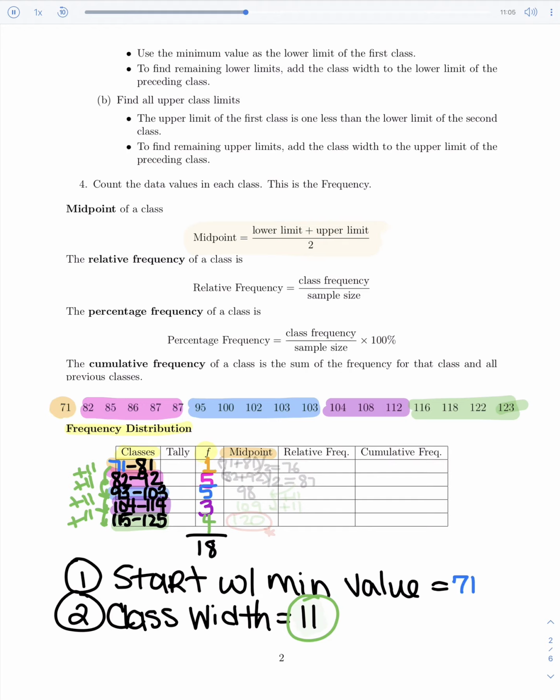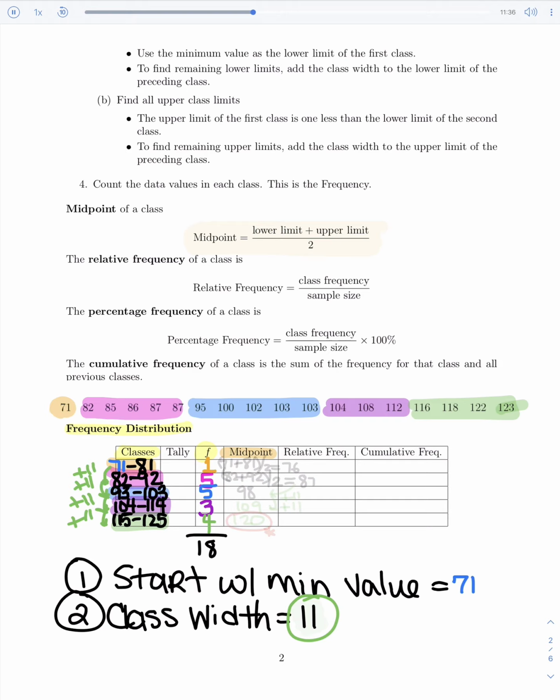How do you find the midpoint? Well, midpoint sounds like middle. That's exactly what it means. You want to find the middle of your class. Well, how do you find the middle of two numbers? If you think of two numbers, let's say 10 and 20, you don't think hard, you know the middle is 15. Mathematically, though, how do you find the middle? You take the two numbers, you add them up, and you divide by 2.